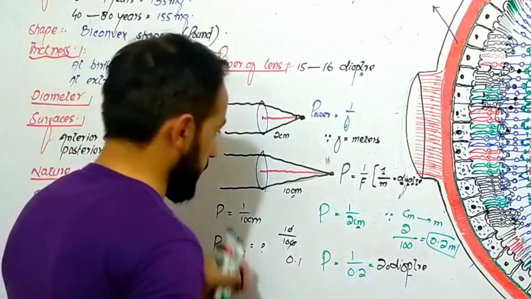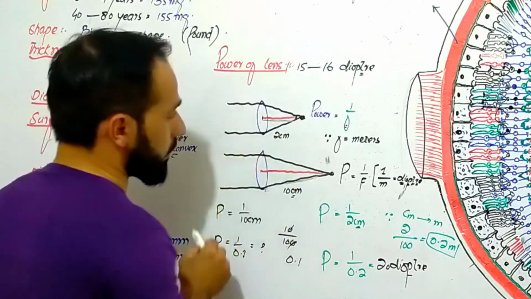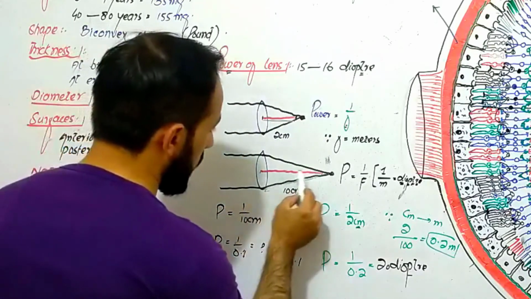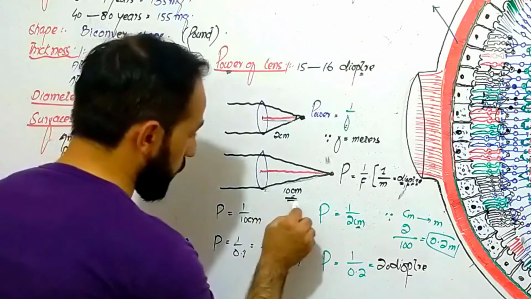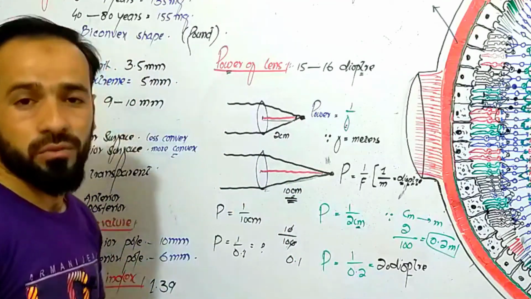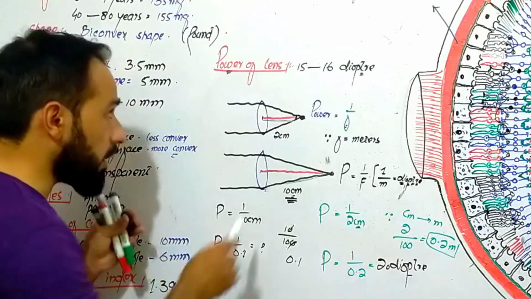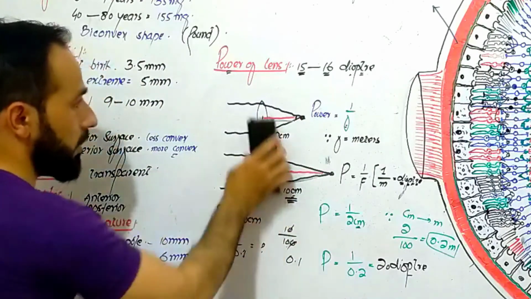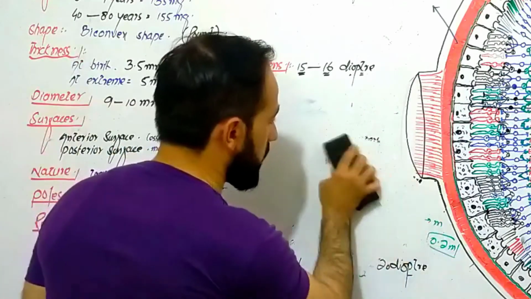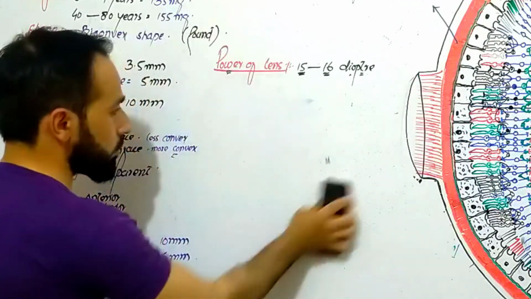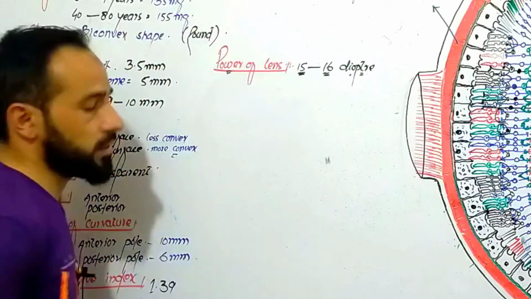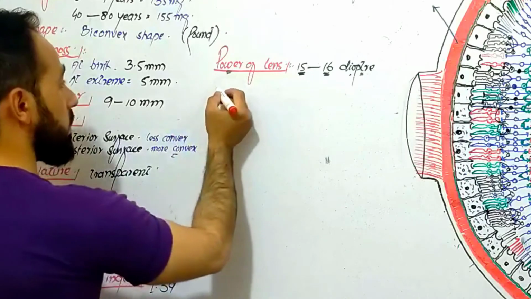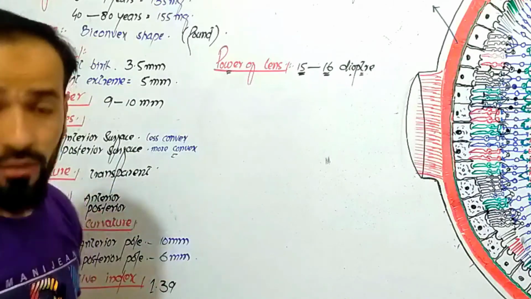So look carefully. If the focal length is shorter, then the power of the lens is higher. And if the focal length is longer, then the power of the lens is smaller. So our eye has a power of 15 to 16 diopter, right? I hope you understand all these calculations. A little bit complicated, but no problem. If you watch the video 2 or 3 times, you will get this. So this was about the power of your lens. Now the next important thing about our lens is the accommodation of the lens, the power of accommodation.